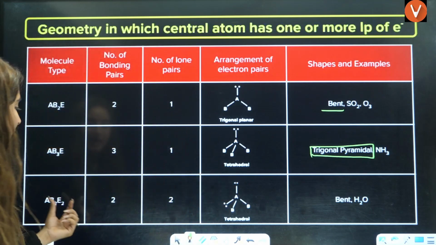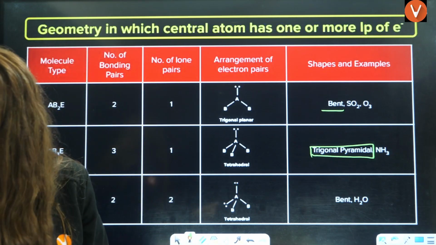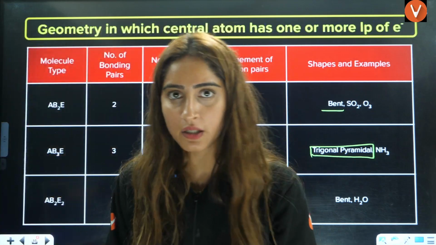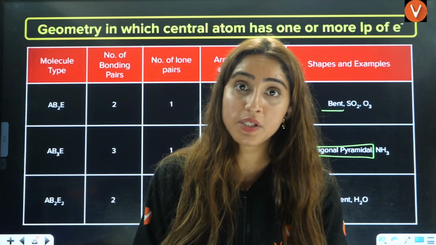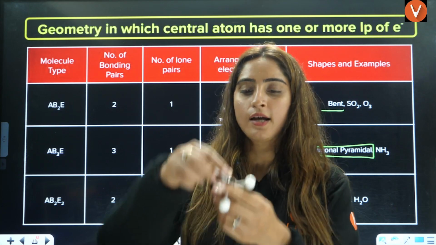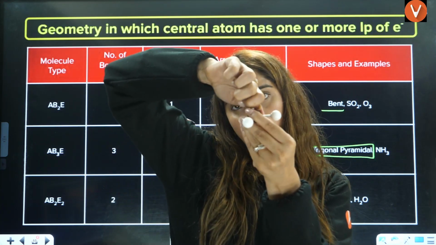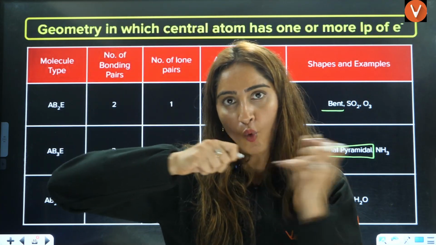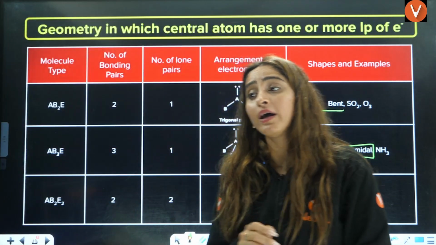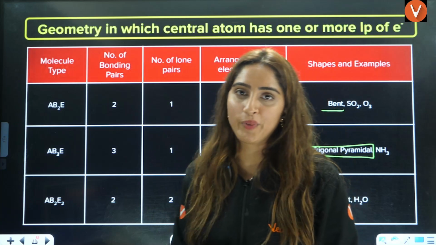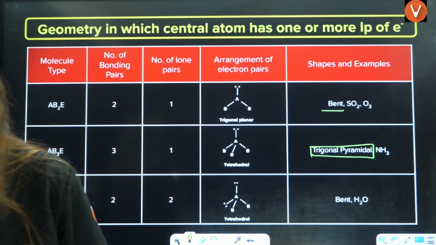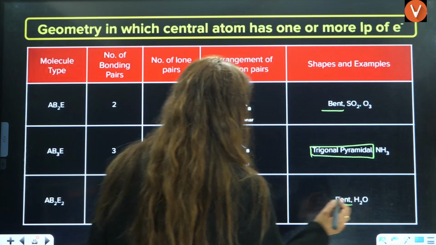Next, if you have tetrahedral and you're replacing 2 atoms here. In tetrahedral, you're replacing 1 or 2 bond pairs with the lone pairs, right? In the shape, you have to ignore the lone pair. So this is nothing but bent or V shape. So here the answer is going to be bent V.